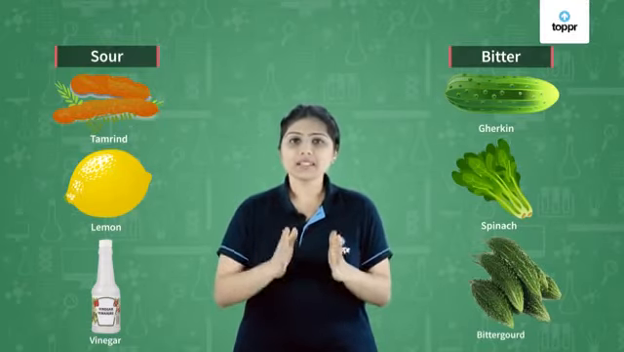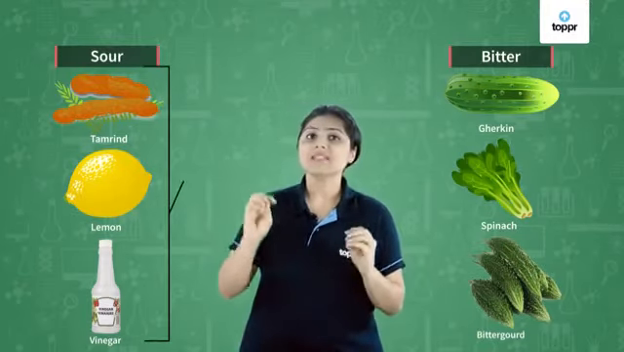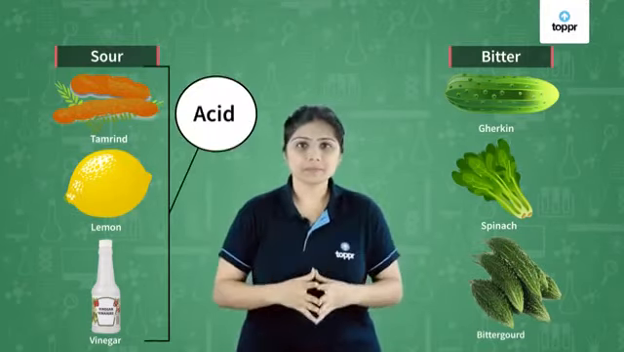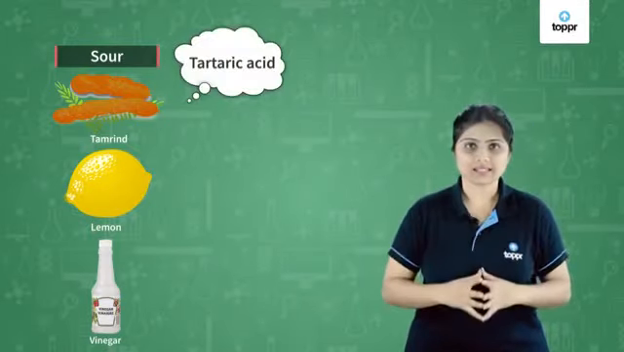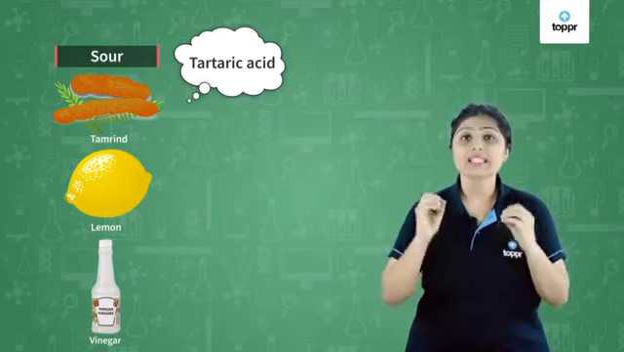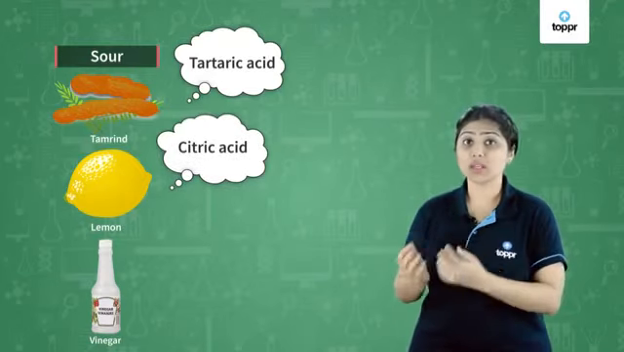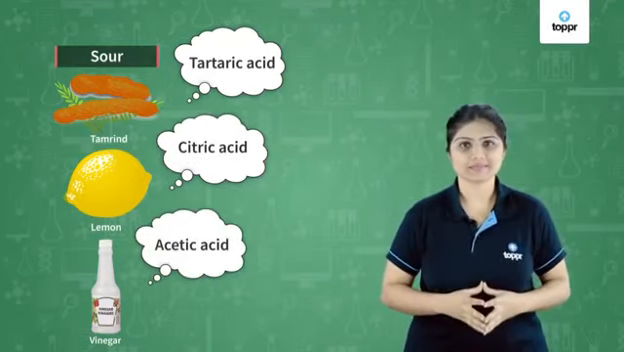Okay, all the things which are sour to taste have some acids in them, and things which are bitter to taste have some bases in them. When I talk about tamarind, tamarind has an acid in it called tartaric acid. Lemon has citric acid, whereas vinegar has acetic acid.